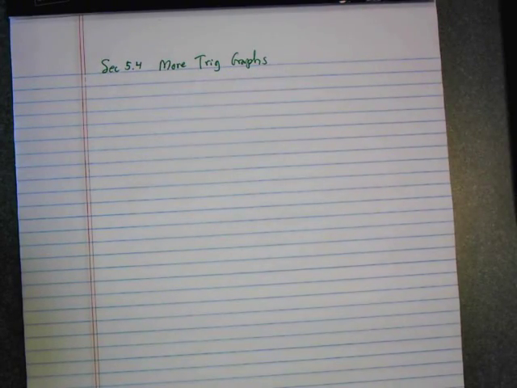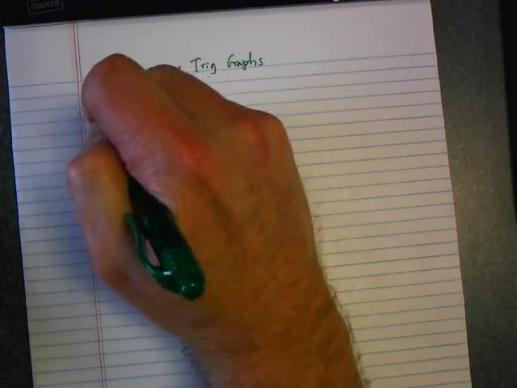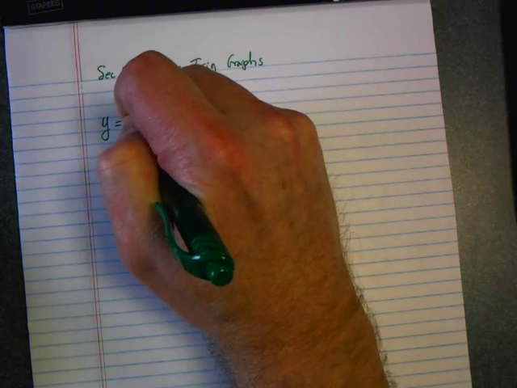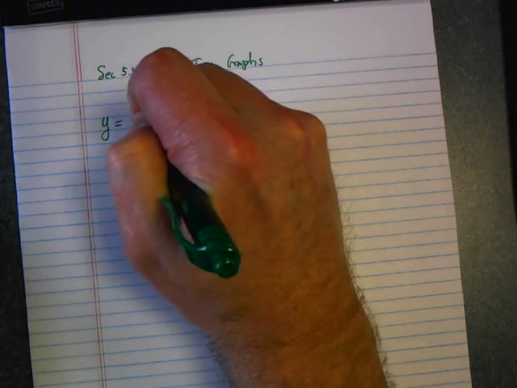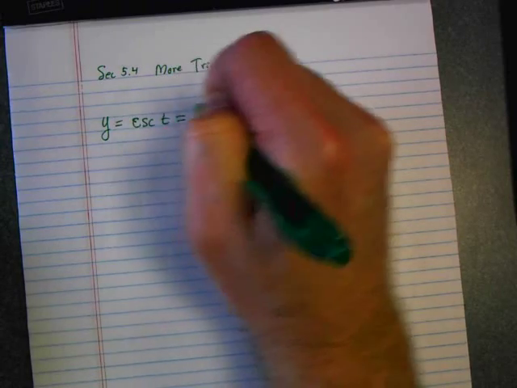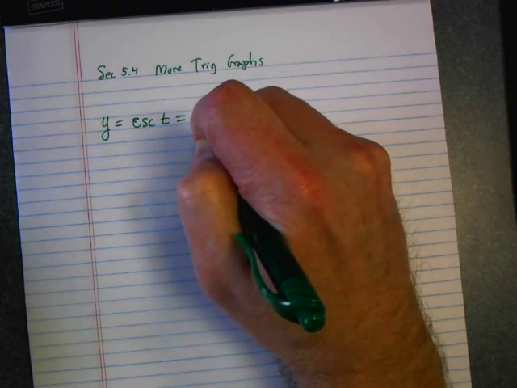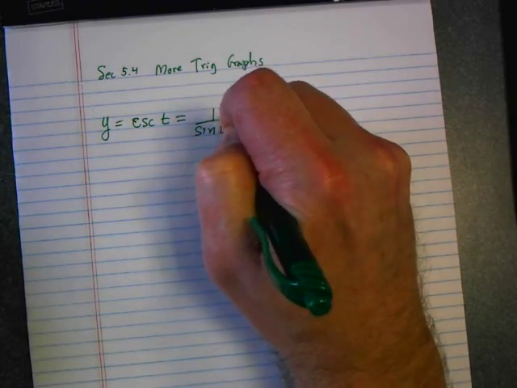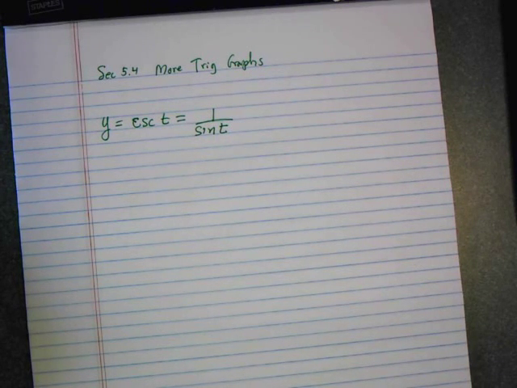Section 5.4, more trig graphs. Let's start with cosecant. You remember, I hope, that cosecant is 1 over sine, correct? Yes. All right, so what I'm going to do is I'm actually going to draw a sine wave.